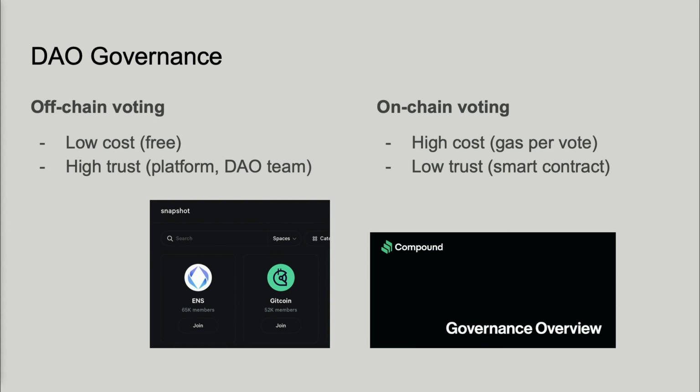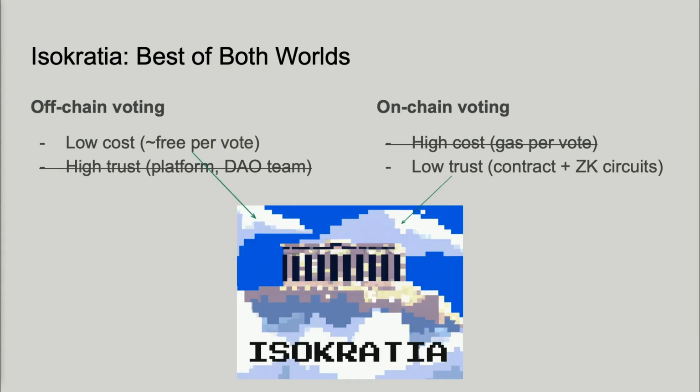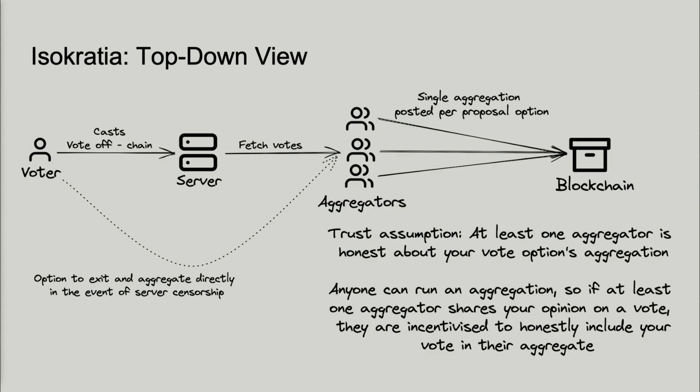Then there's the other side of the spectrum where you have on-chain voting. In this case, voters cast their vote on-chain, which is very expensive because it costs gas per vote. But it's very low trust because you are only trusting a smart contract. There are platforms like Compound's Governor Bravo and Governor Alpha that do this. And Isocratia allows for the best of both worlds. You can do low-cost off-chain voting and also have low trust in just the contract, the ZK circuits, and the aggregators.